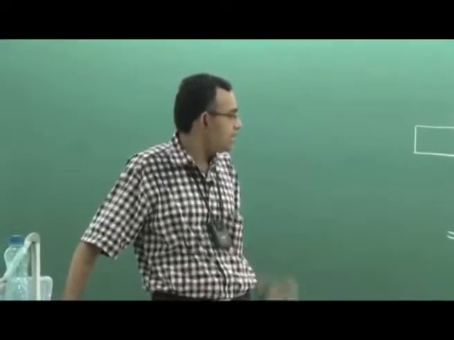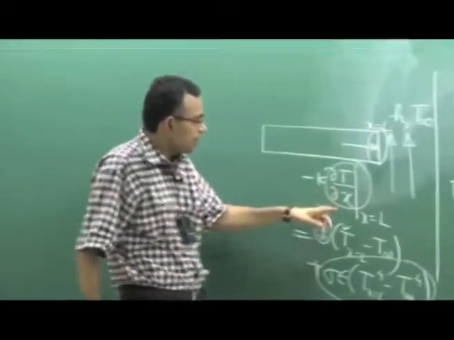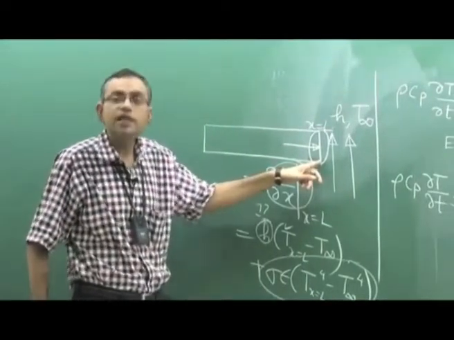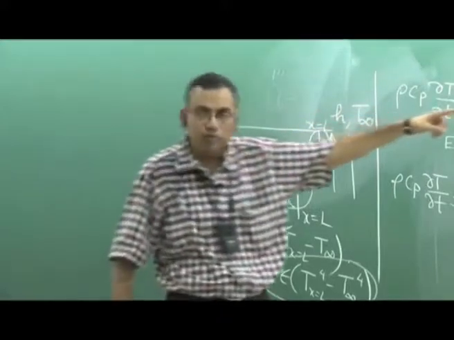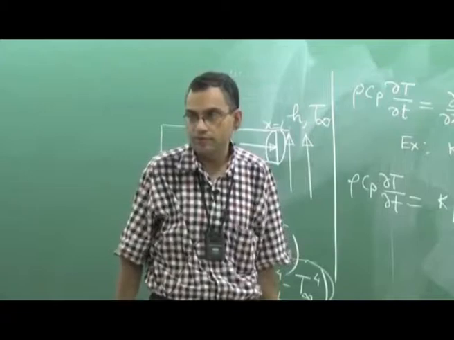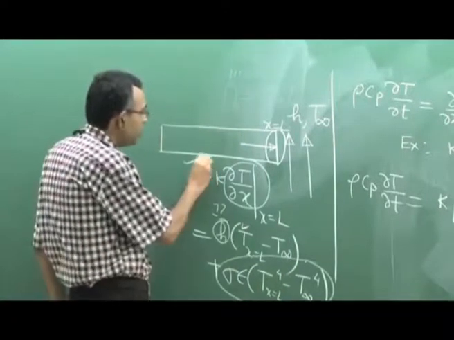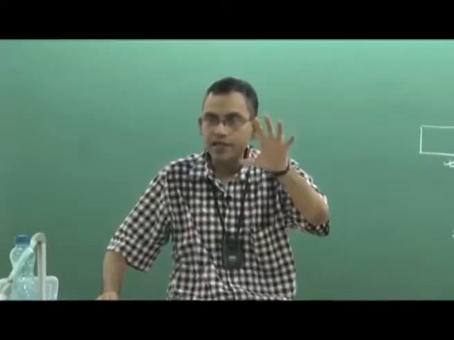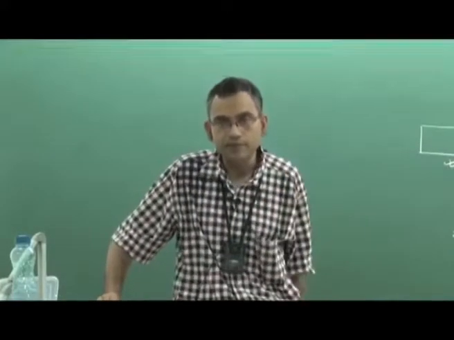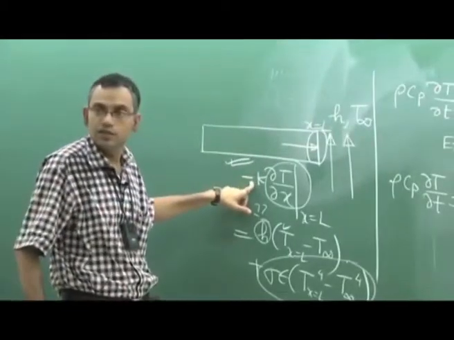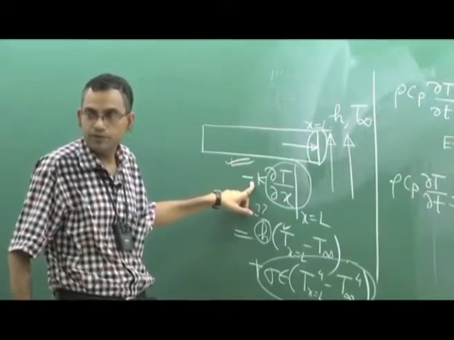Now let me ask you another question. Let us say that instead of a steady state problem, this is an unsteady state problem. So far we are considering a steady state problem. But let us say it is an unsteady state problem. Can we use the same boundary condition for an unsteady state problem? That means temperature, you understand, also varies with time. Can we use this same boundary condition for an unsteady state problem also?